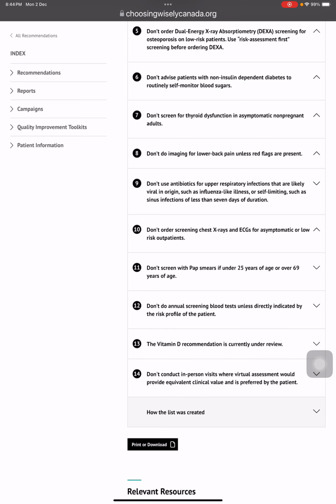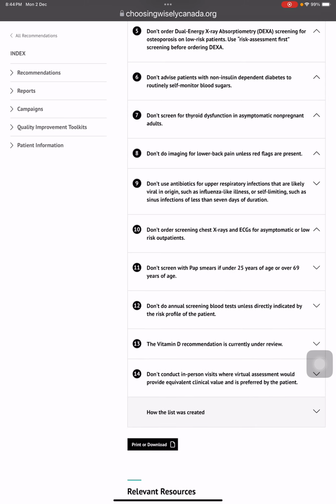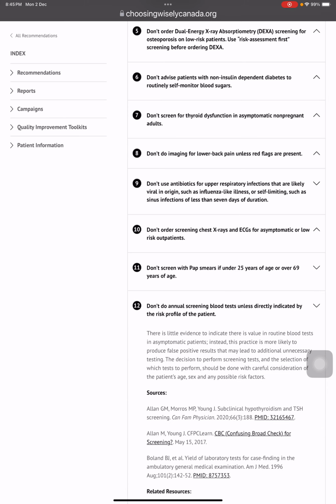Don't screen with Pap smear if under 25 years of age and over 69. So after 69 or 70, we stop doing Pap smears, and under 25, there's no point in doing it, right? So don't do annual screening blood tests unless directly indicated by the risk profile of the patient. So usually we don't do blood tests unless it is required. You usually start blood testing patients for lipids, cholesterol, glucose after age 40, right? So there's no point in doing that in asymptomatic patients.